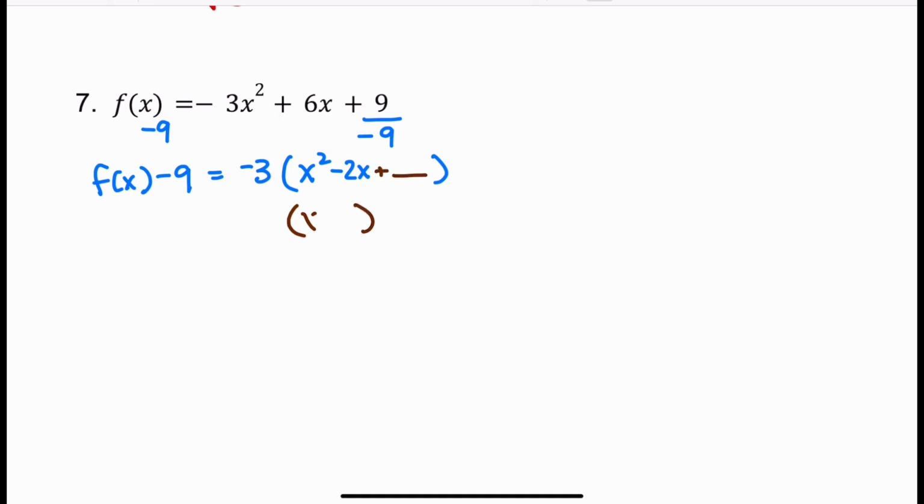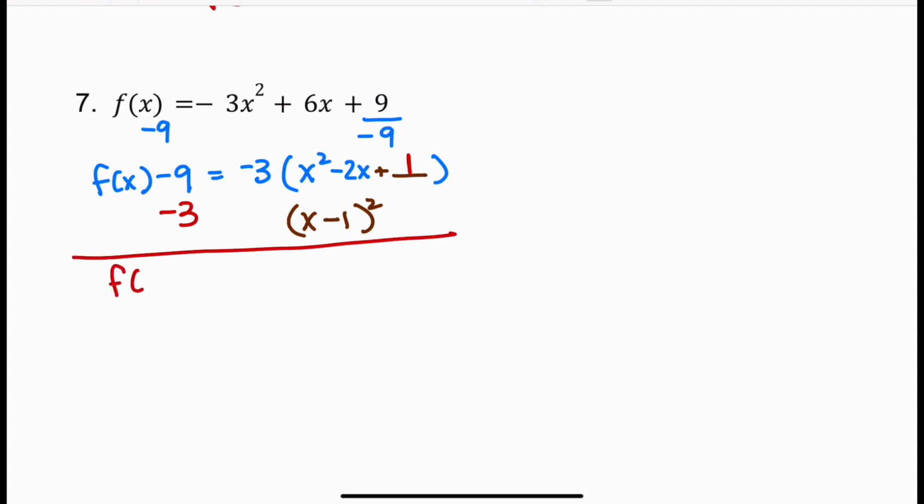I need to figure out what I add here. If I take the negative 2 and cut it in half, my number is going to be (x - 1) squared, and if I have x minus 1 times x minus 1, negative 1 times negative 1 is a positive 1 here. So I'm going to add in a positive 1. But really, I have this negative 3 here. So I have negative 3 times 1 is negative 3. So I'm adding a negative 3 on this side. So I have to subtract 3 on this side as well.